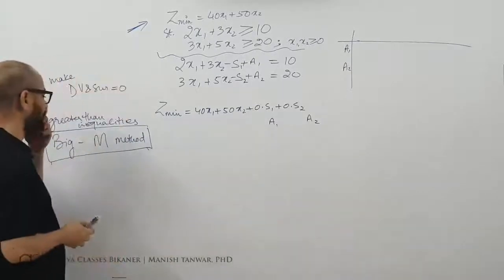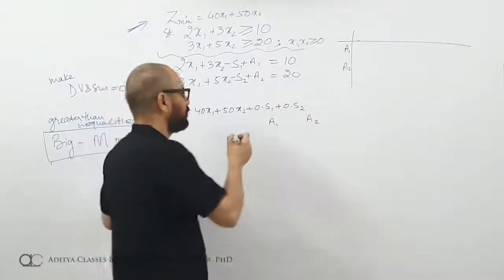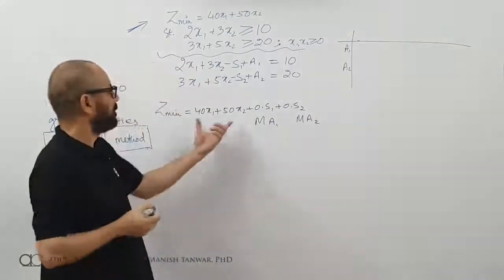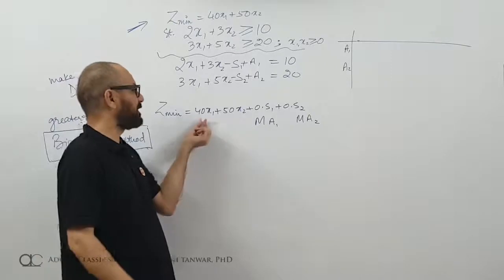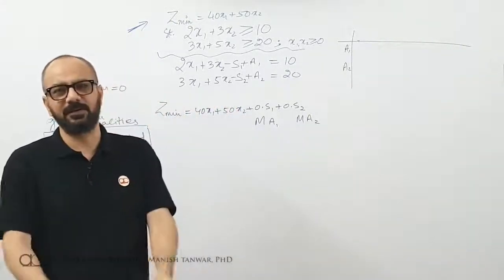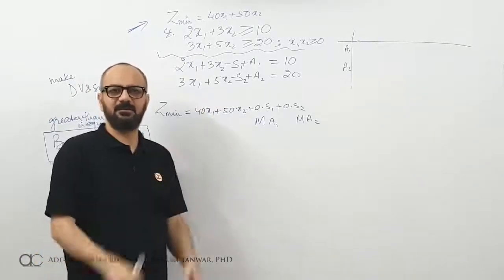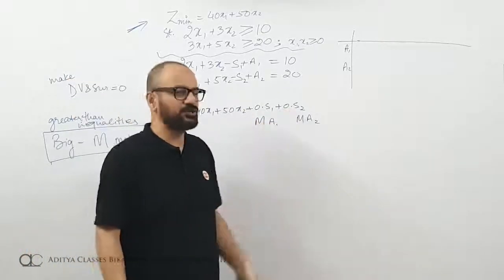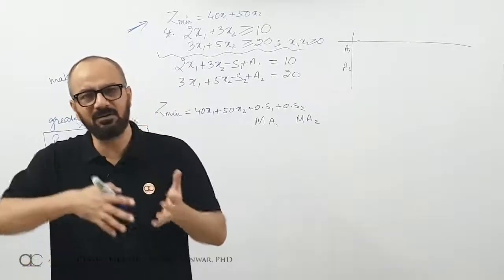What is this big M? A1 and A2 need coefficients. Those coefficients will be big M. What are the coefficients of x1 and x2? Their contributions. 40 rupees I make from a table, 50 rupees I make from a chair. So, my total profit will be 40 into the number of tables, 50 into the number of chairs. This is my contribution. So, x1 and x2 get coefficients of their contribution. S1, S2, may it be slack or surplus, gets a coefficient of 0 because they do not contribute to my profit.